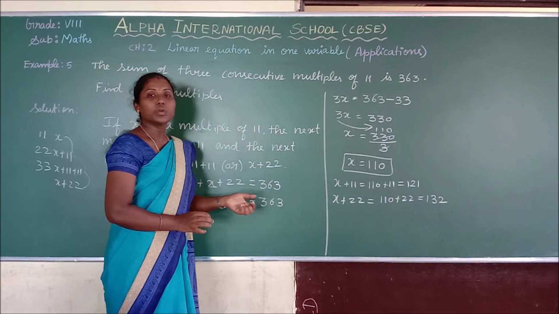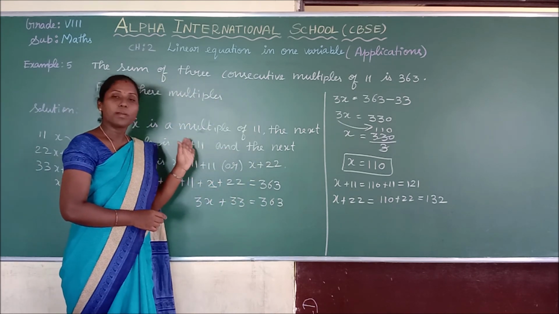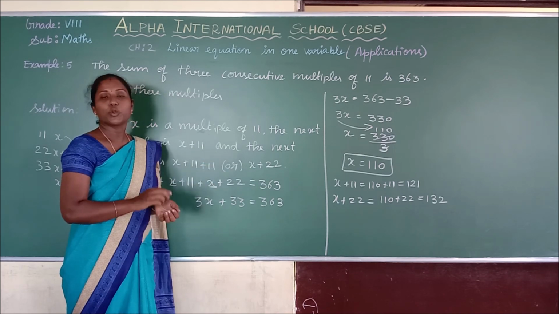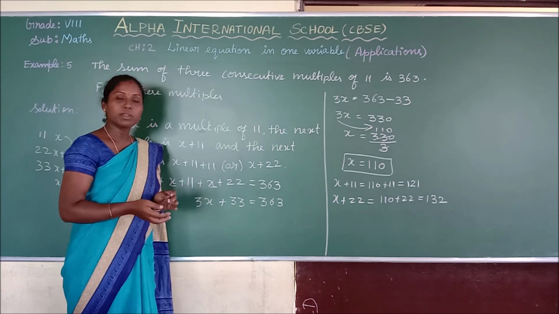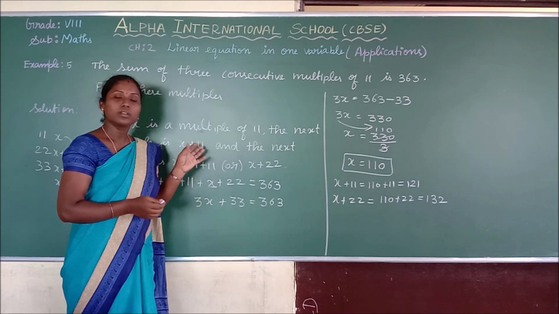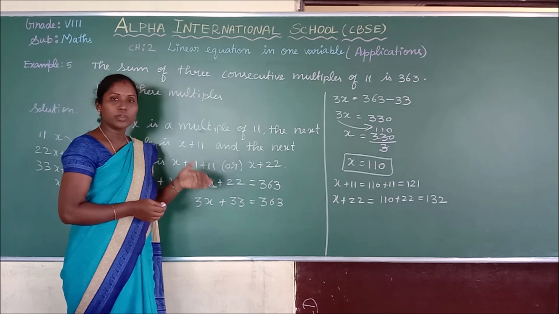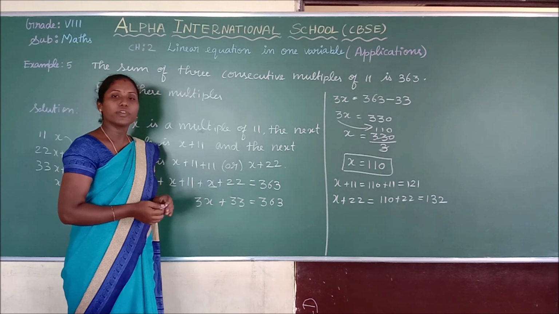Okay, children. So based on this problem, today we have solved some application problems based on linear equation in one variable. The problems are given in the form of statements. So we will be giving you assignment problems. You have to read the question twice, form the linear equation based on the content of the problem, and solve and find the unknown value.